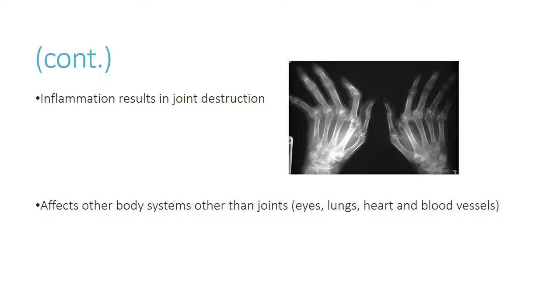Although rheumatoid arthritis is known for causing painful, inflamed joints, RA can also affect more than joints, including a variety of body systems such as the skin, eyes, lungs, heart, and blood vessels.